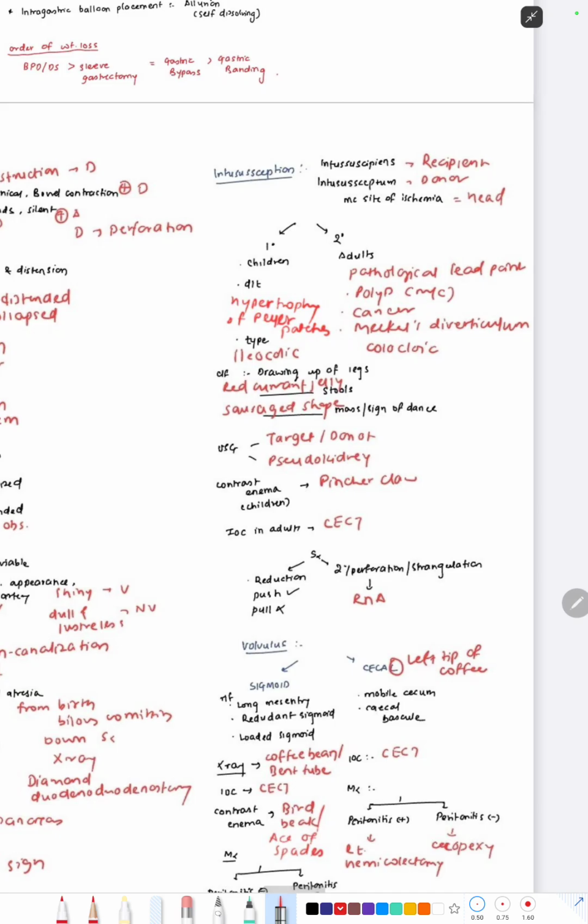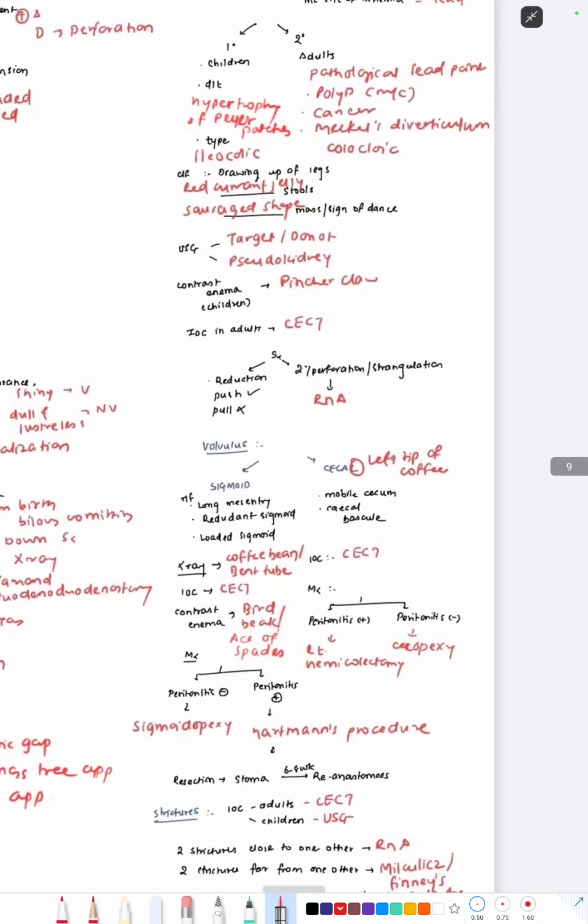Clinical features: there is a drawing up of legs, a red currant jelly stools, sausage-shaped mass, or a sign of Dance is seen. In an ultrasound, there is a target sign or a donut sign, and a pseudo kidney sign can be seen. On contrast enema, there is a pincer claw sign that is seen in children. Investigation of choice in adults is the contrast enhanced CT.